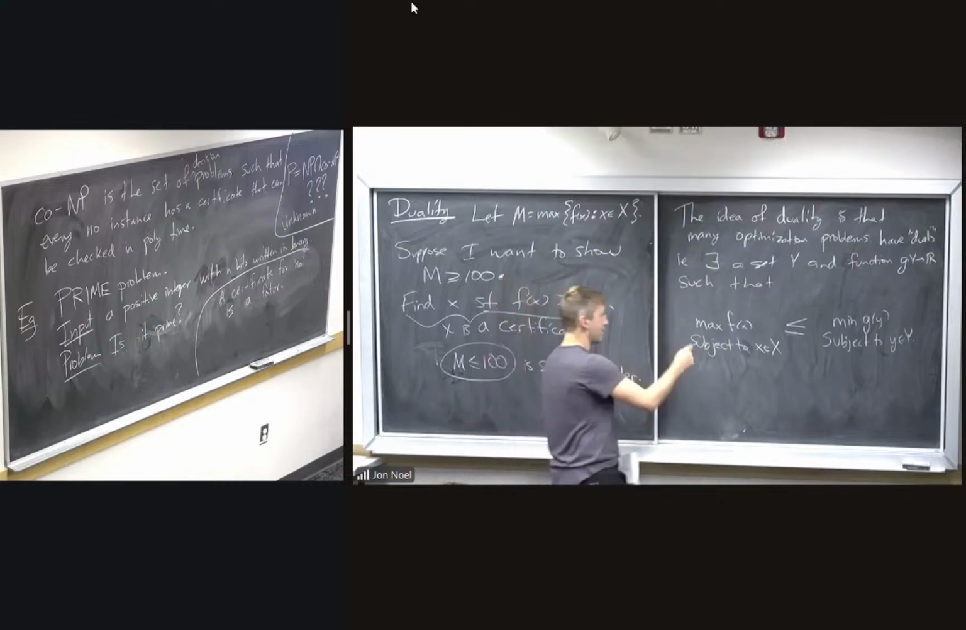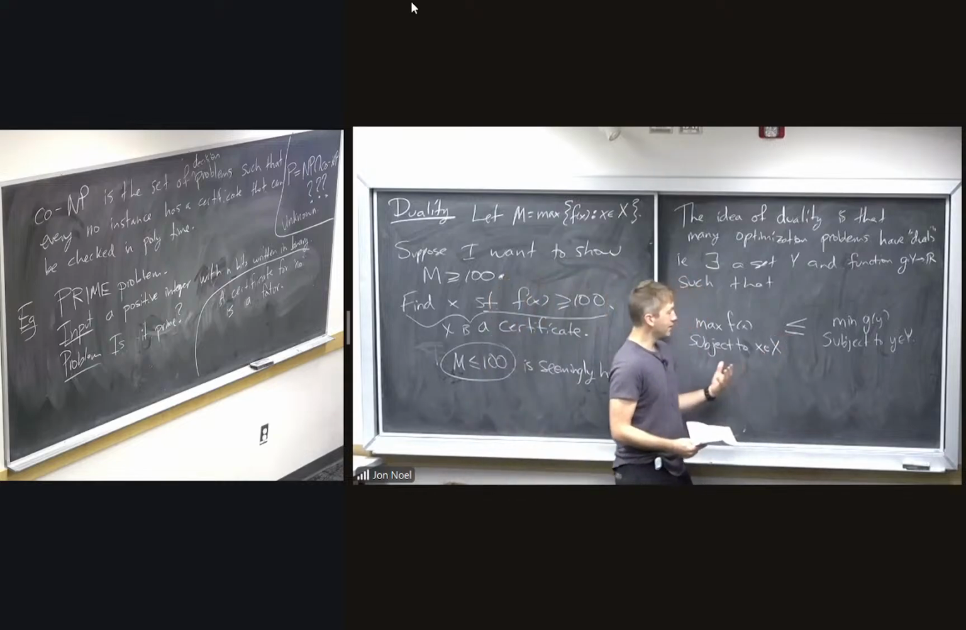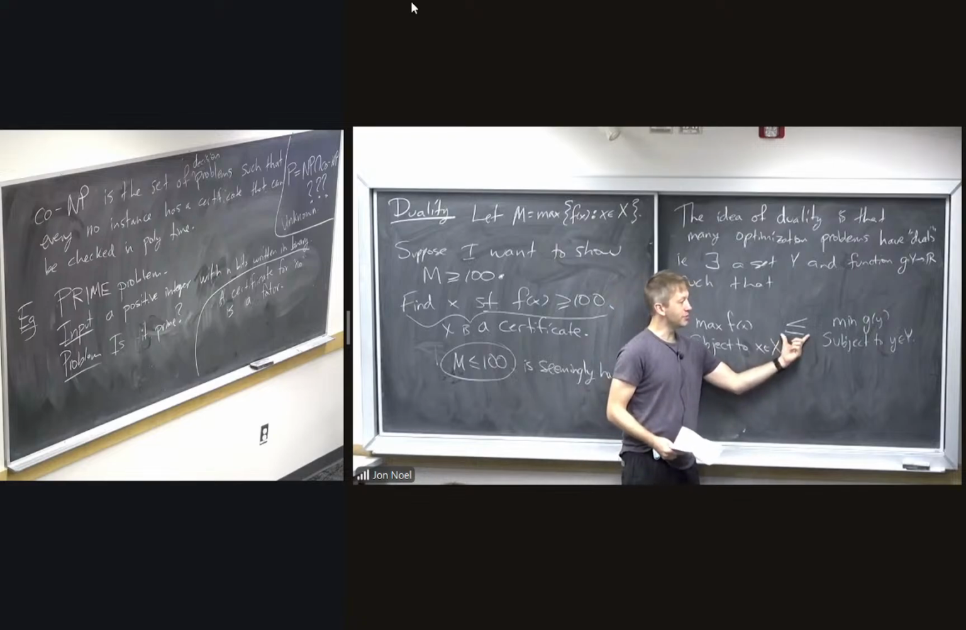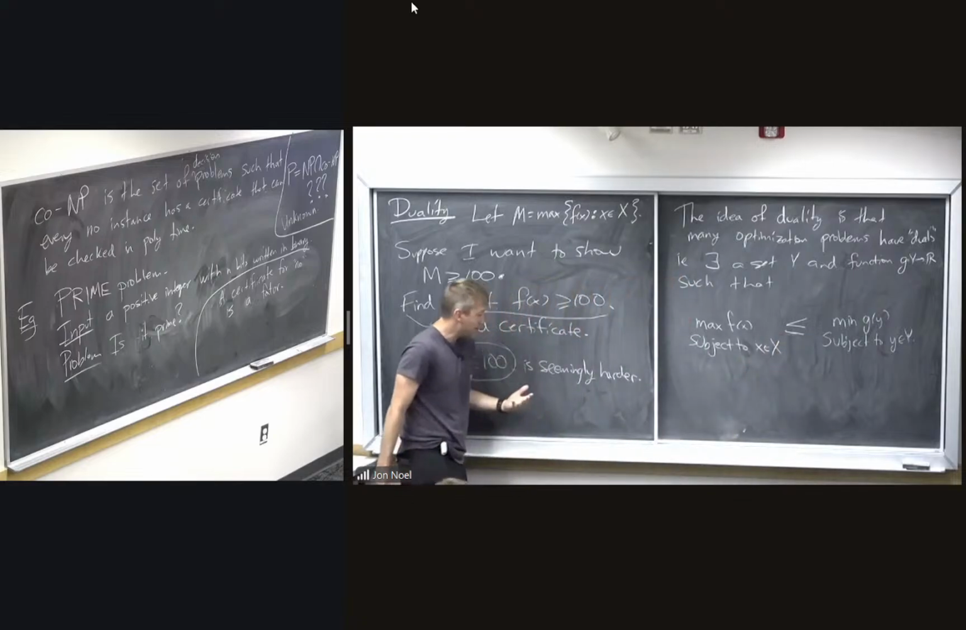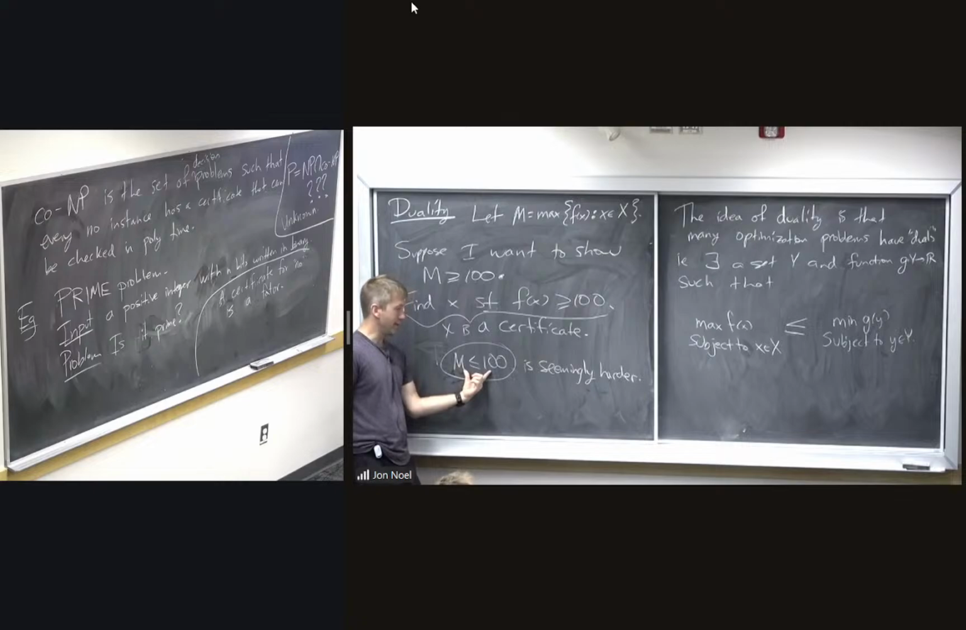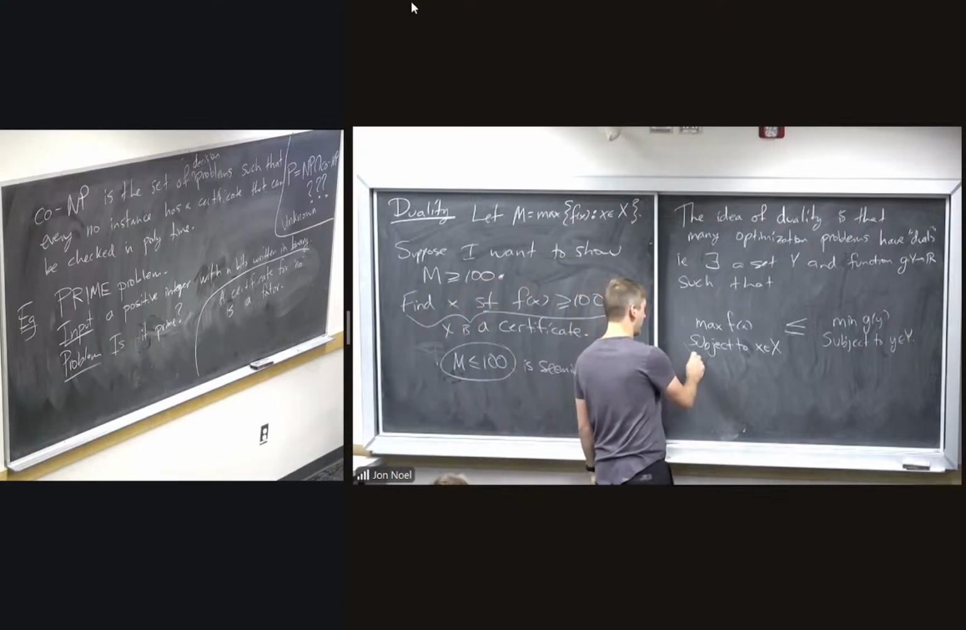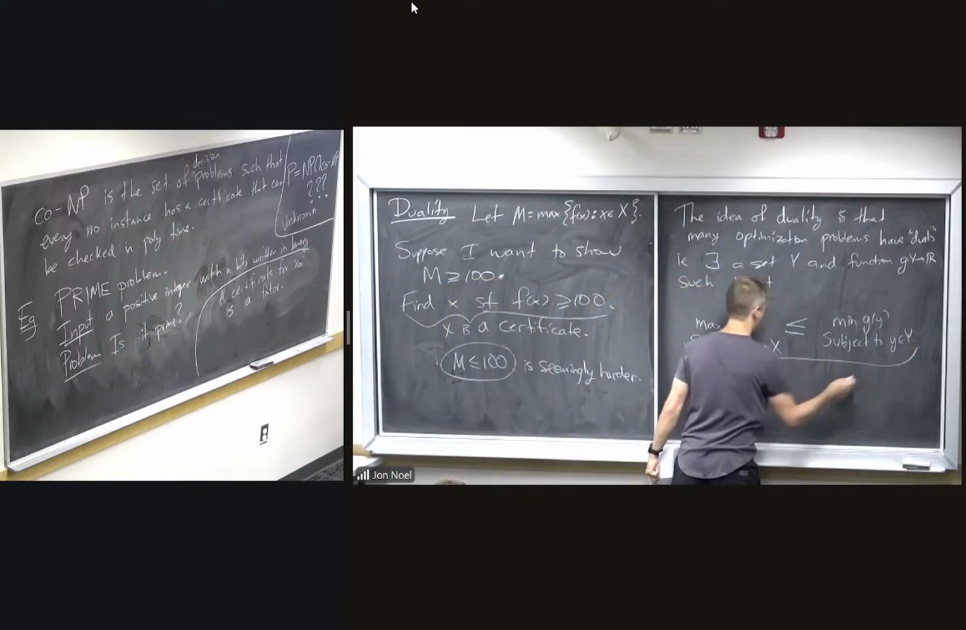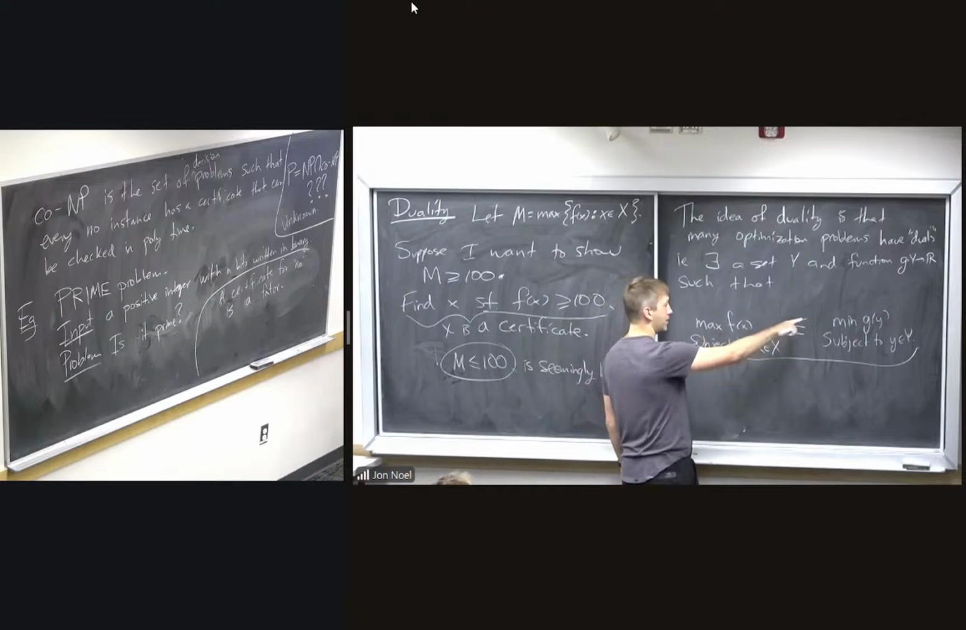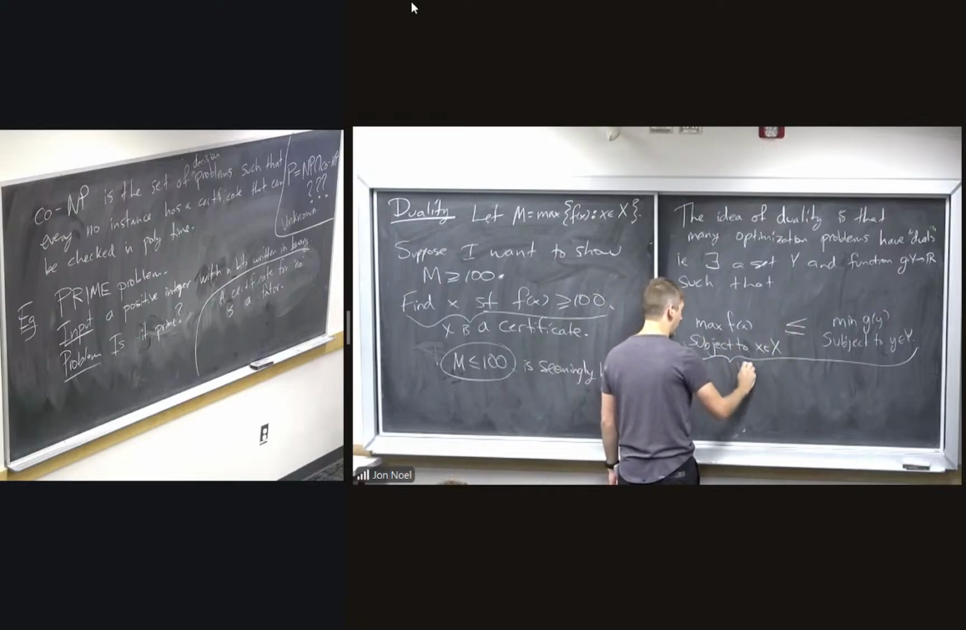So this kind of relationship, of course, here I've got a less than or equal to, which means that sometimes you might want to prove this, but you can't actually do it with this function, because maybe there's a gap here. So this kind of relationship where you have a maximum bounded above by a minimum, this is called weak duality.